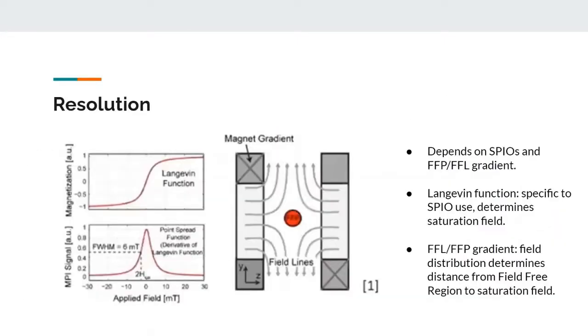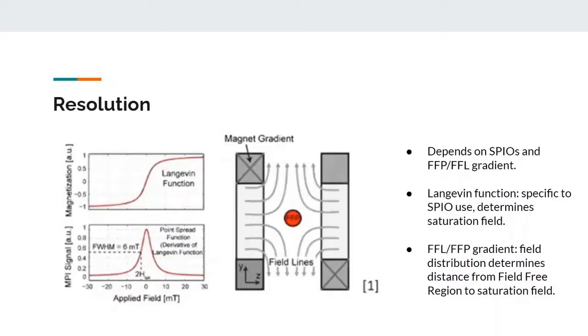So let's talk about resolution. Resolution depends on both properties of the particles and also the gradient that you're creating with your field-free region. So far, the best resolution shown experimentally is about 0.5 millimeter in phantoms.